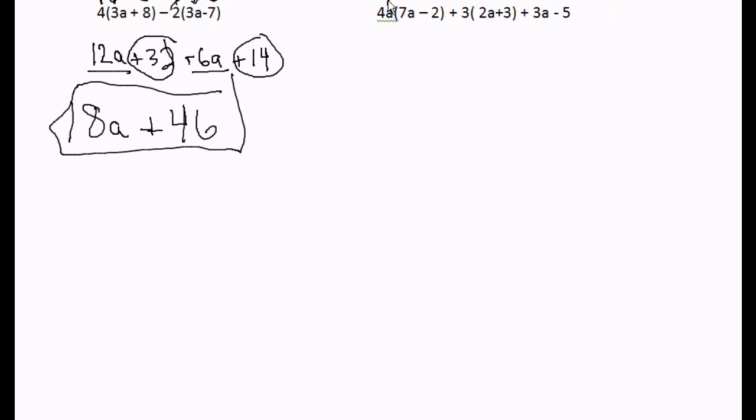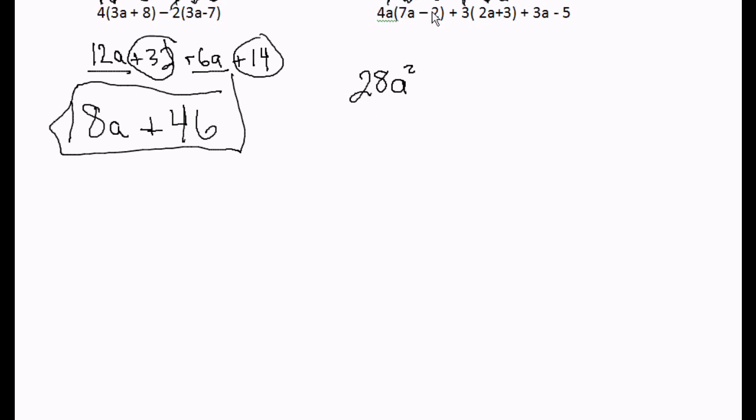Okay, here we go. We're going to take 4a times 7a. 4a times a negative 2. Then we're going to take 3 times 2a and 3 times 3. 4 times 7 is 28. a times a is a squared. So when you multiply a times a, you get a to the second power.